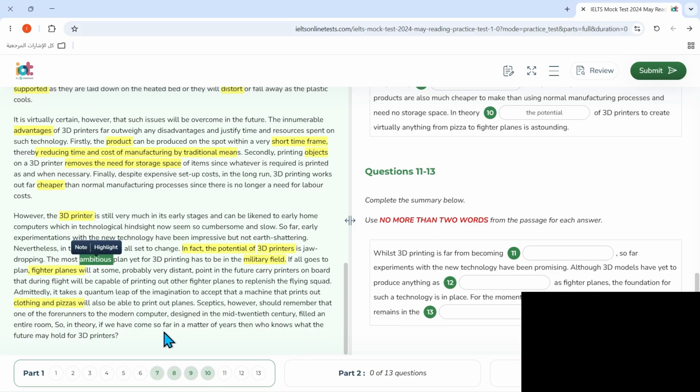The most ambitious projects, such as printing fighter planes, lay the foundation for such technology in planning for the moment. However, the realization of such projects remains in the future.